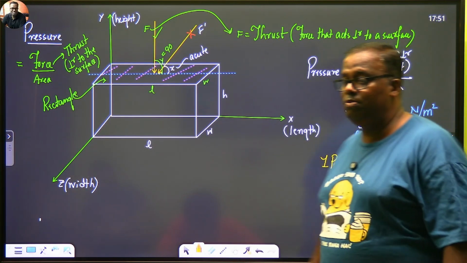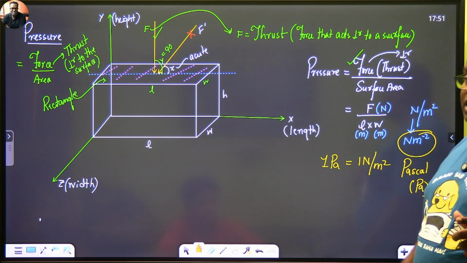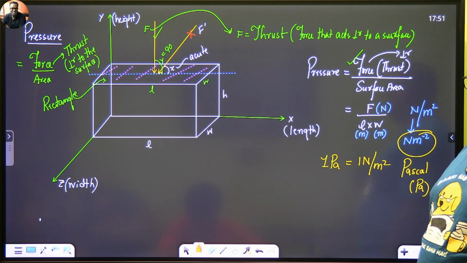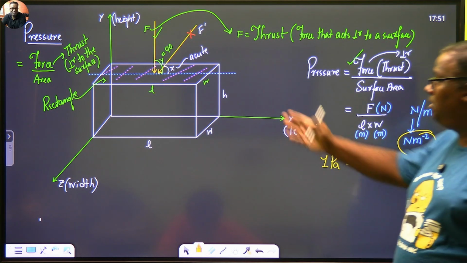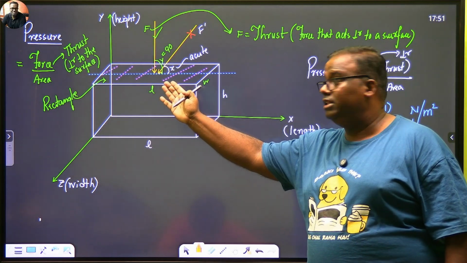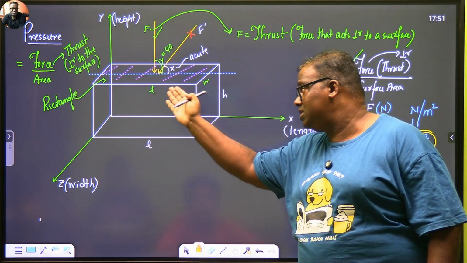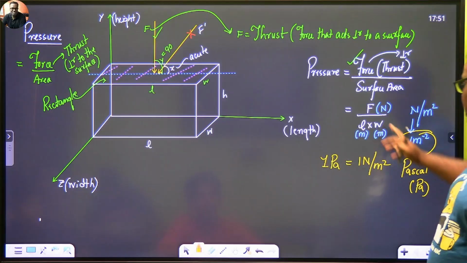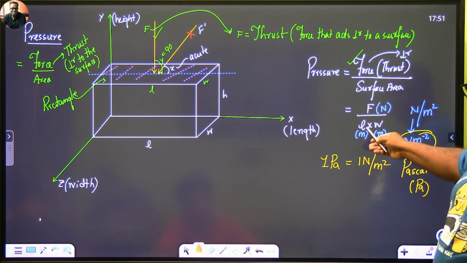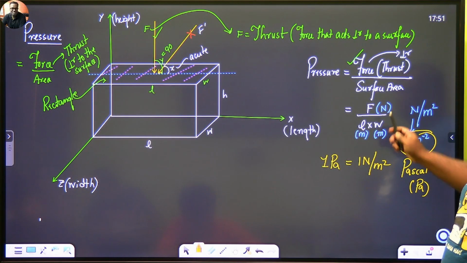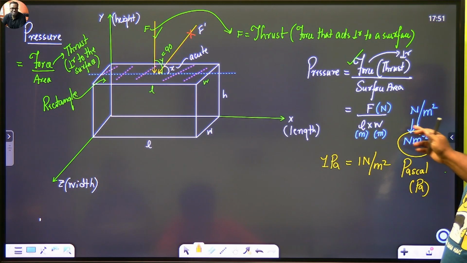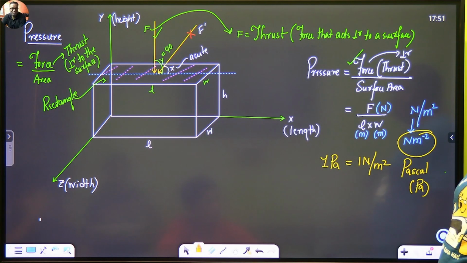Some books will use the word normally instead of perpendicular. Both mean the same. In physics, if I say this force acts perpendicular, it means the same as this force acts normally. So what is 1 Pascal? 1 Pascal is said to be the pressure exerted on a surface when a force of 1 Newton acts perpendicularly or normally on a surface area of 1 meter square. Right. So we'll write the definition also.